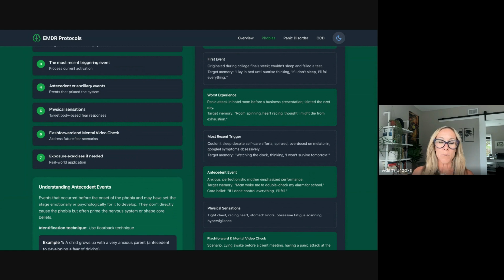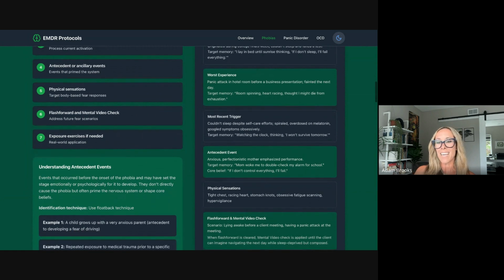Or if they're possible. I'm going to show you a case example where it's not really possible and it actually might do harm to the client if I was to do it. But oftentimes with phobias, you really will want to do some exposure after you've done your EMDR protocol to get that real world application and test to make sure that the client can actually face their fears in real life.